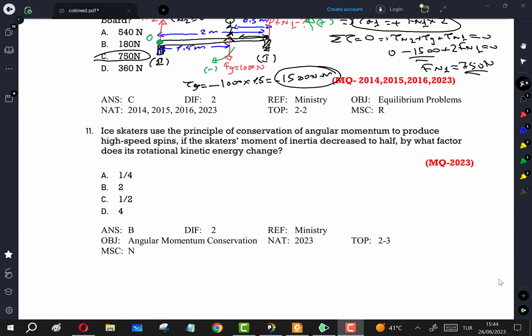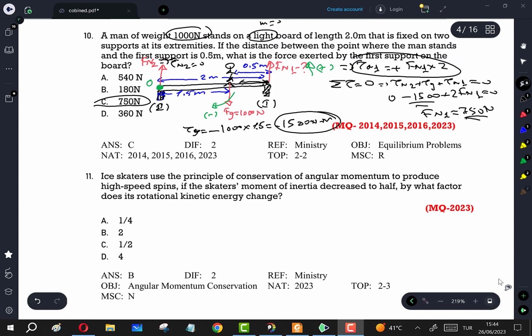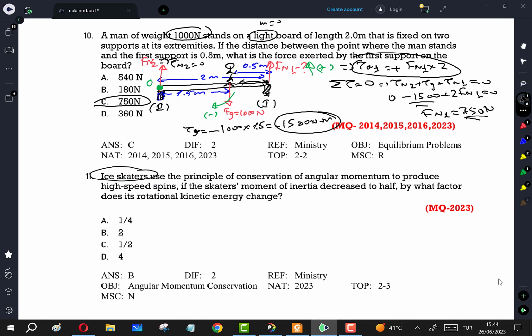Question number 11. Ice skaters use the principle of conservation of angular momentum to produce high-speed spins. If the skater's moment of inertia decreases to half, by what factor does its rotational kinetic energy change? So we know that for ice skaters, because they are spinning on ice, their angular momentum stays unchanged and conserved because friction is almost neglected. That's why I and omega are inversely proportional.